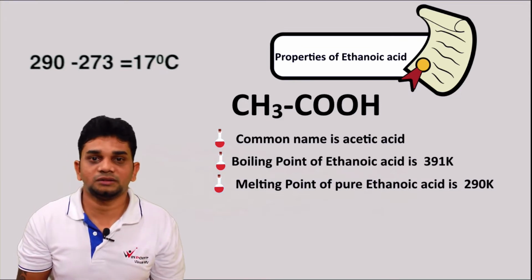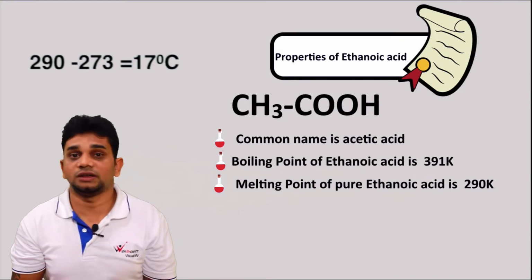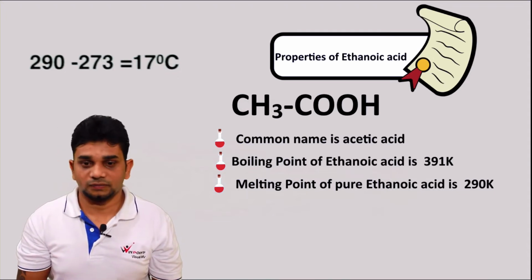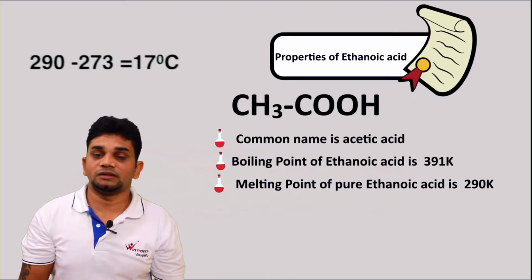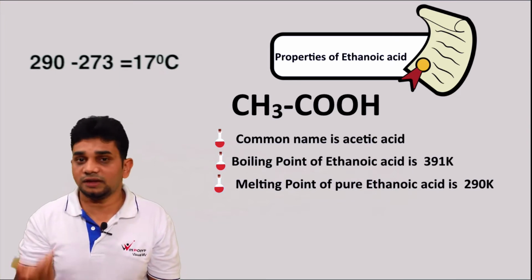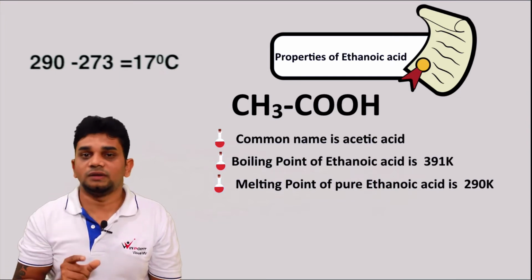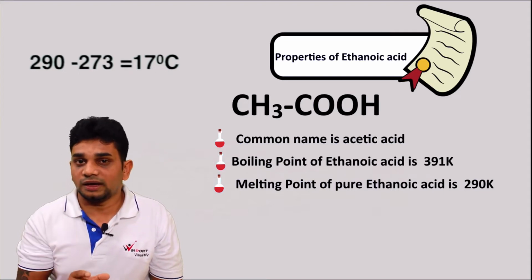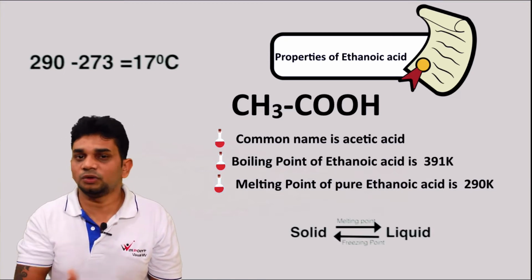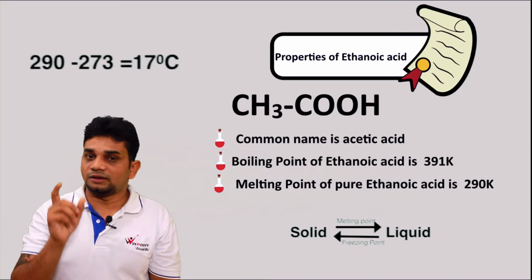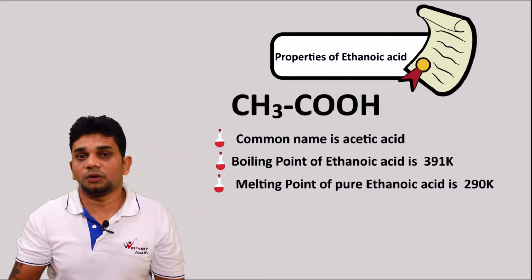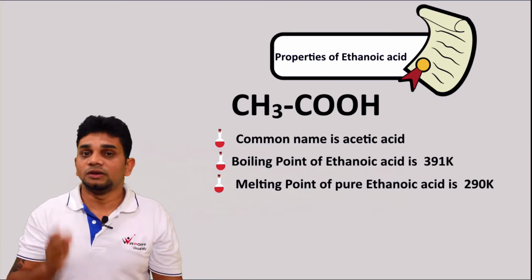What is our atmospheric temperature? 27 degrees Celsius, sometimes 40 degrees Celsius. 17 degrees Celsius is too cold. Melting point of pure ethanoic acid is 290 Kelvin. What is the meaning of this statement? Melting point and freezing point both are same, right? At 290 Kelvin, ethanoic acid will convert into solid. Freezing point and melting point both are same. Ethanoic acid is in liquid state, and it will convert into solid at 290 Kelvin because its freezing point is 290 Kelvin.